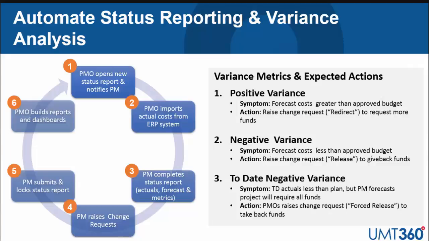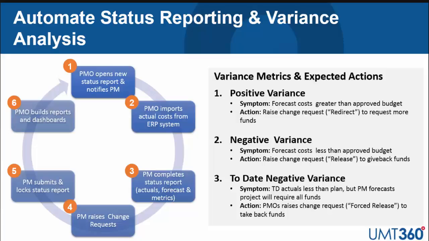But what we're also looking to do is drive this variance analysis, and we're looking to group projects into three key areas, or cohorts. The first one is projects that are forecasting greater than plan or greater than budget. So positive variance: forecast cost greater than approved budget. And the action we're expecting here is for the PM to request more funds. Negative variance is the opposite. These are projects with forecast less than approved budget. And what we're expecting, again working on our forecasting accuracy, is for project managers to freely release funds so they can be reinvested across the portfolio.